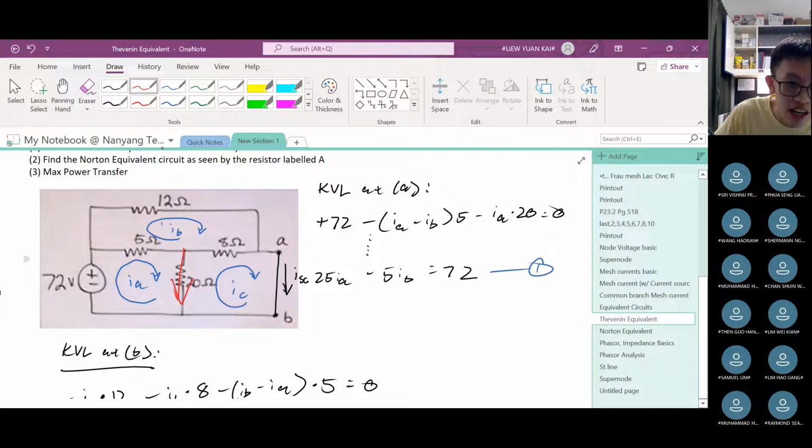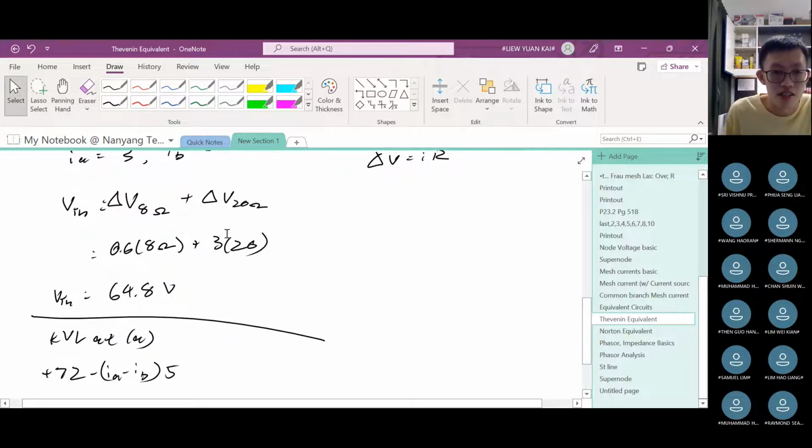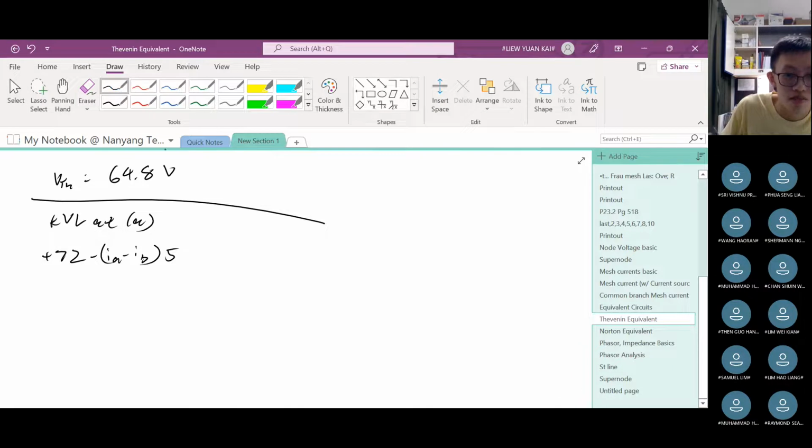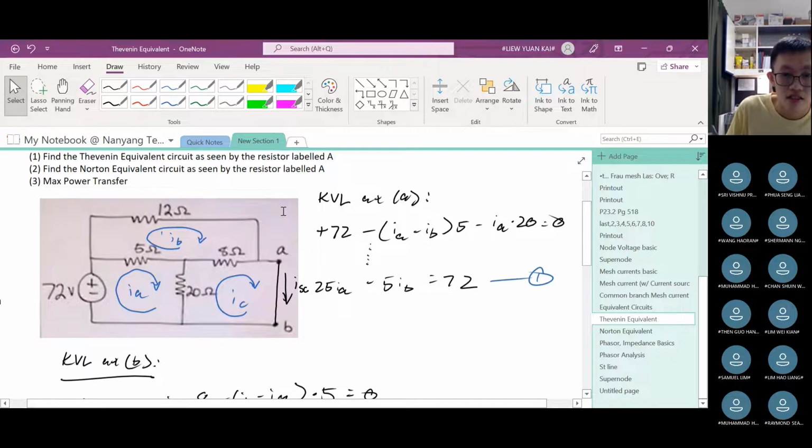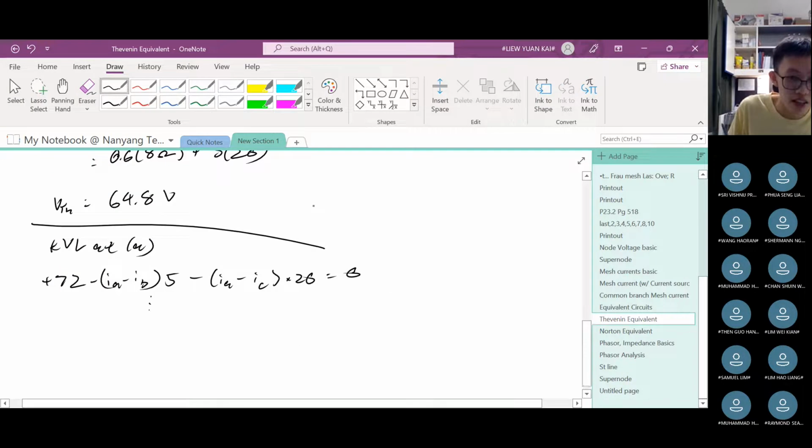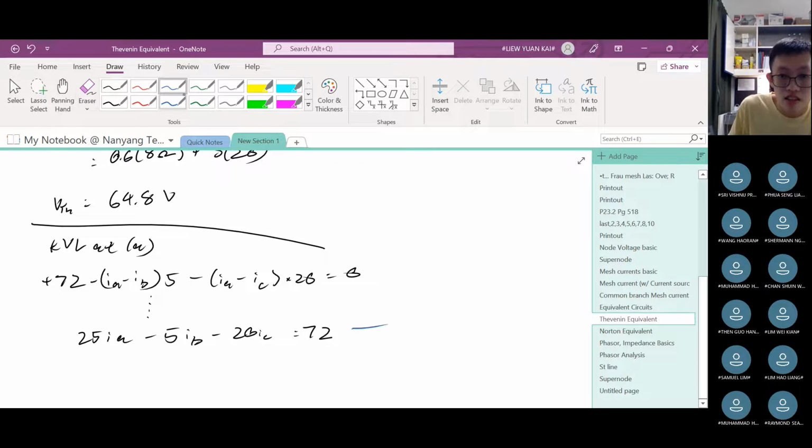See, the current going through here is IA, minus IC, which is trying to oppose us, right? IC is trying to oppose us. So it's IA minus IC, so minus IA minus IC multiplied by the 20 ohms. And that's all, equals to 0. Expand and simplify this. You should get 25 IA minus 5 IB minus 20 IC equals to 72. So this is our first equation.